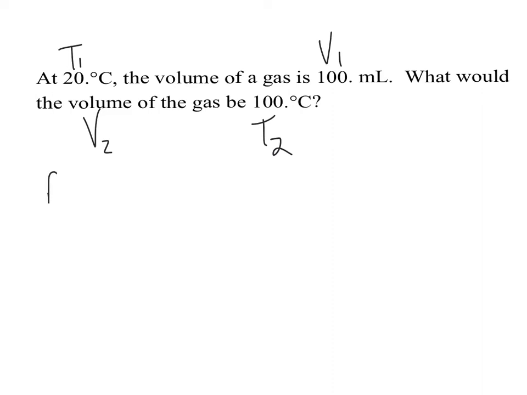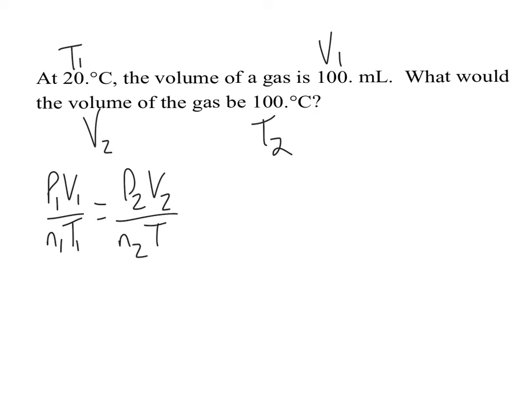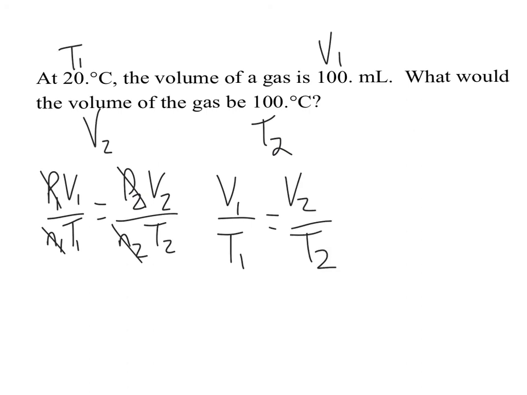Let's start with our combined gas law. P1 V1 over N1 T1 equals P2 V2 over N2 T2. I don't give you anything about pressures, so you can cancel those out. I don't tell you how much gas you have, so you can cross those out, which gives you the formula V1 over T1 equals V2 over T2.